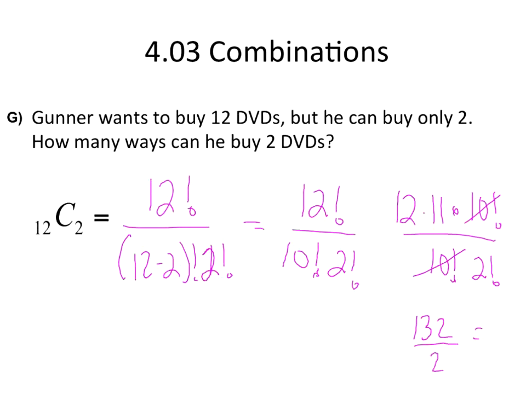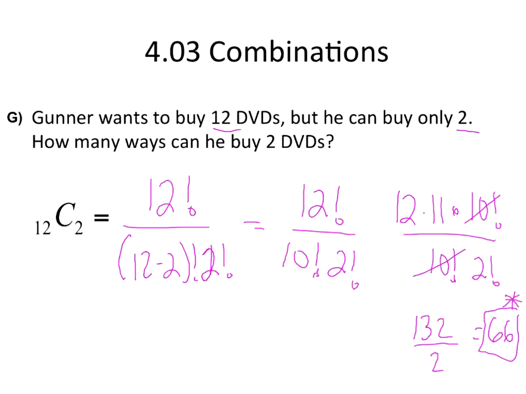What do I get, final answer? 66. Great job. So if you go to the store, there's 12 DVDs you want, but you can only buy 2. You have 66 different options of buying combinations of 2 DVDs at a time.